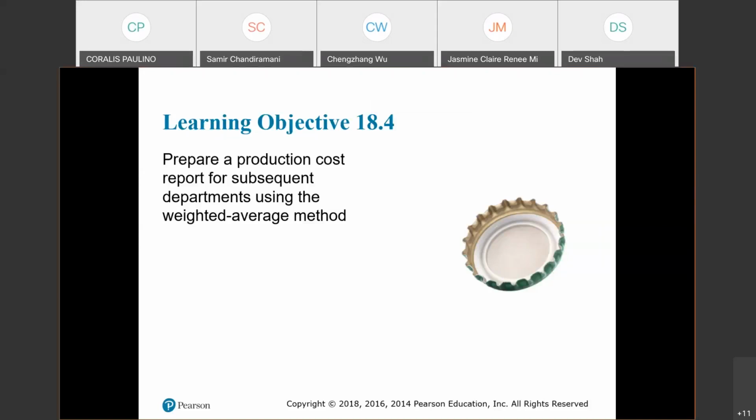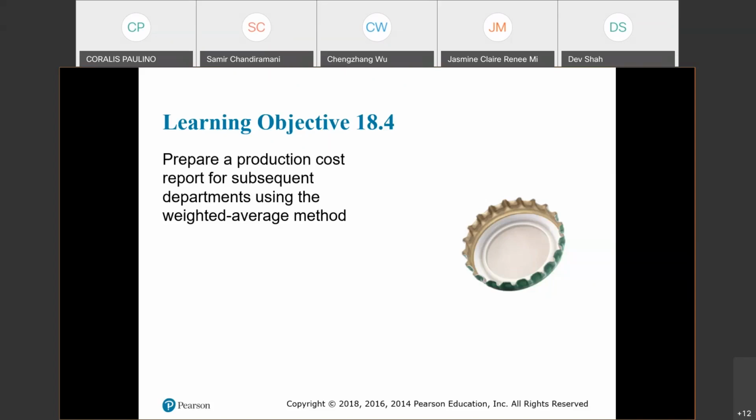Today, we're going to continue on chapter 18, process costing. Before we get started, let's have a quick review of what was discussed in the last class. In the last class, I started to discuss process costing. First of all, you need to understand the primary differences between process costing and job order costing, which was learned in chapter 17.